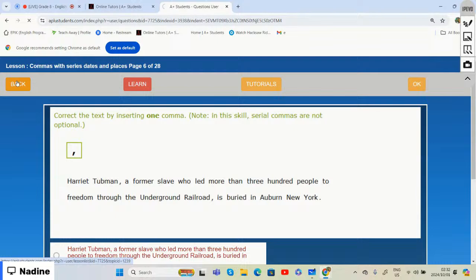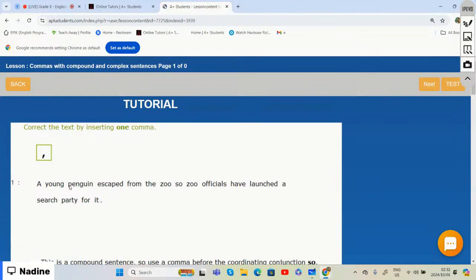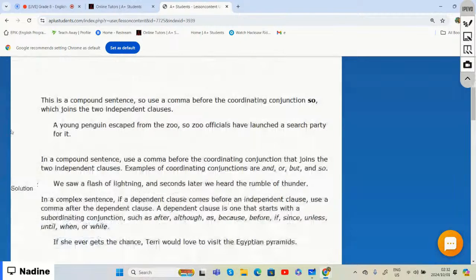Now we're going to our next lesson, which is commas with compound and complex sentences. So commas with compound and complex sentences.